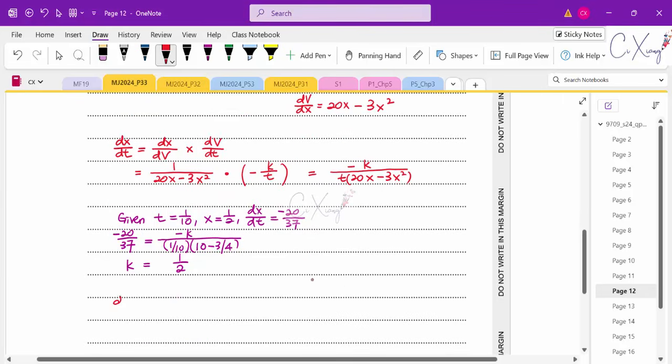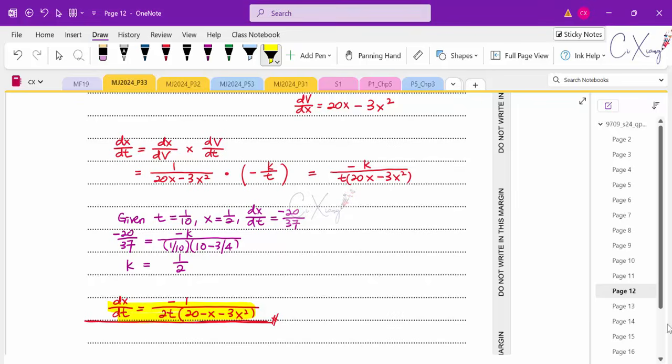So you rewrite the equation again. So dx/dt equals to what? dx/dt equals, copy the negative, k is half, right? So you're having 1/(2t), and then (20x minus 3x squared). Yeah, so this is basically how we get the differential equation as shown in the question. Right? Okay, then let's continue to part B.